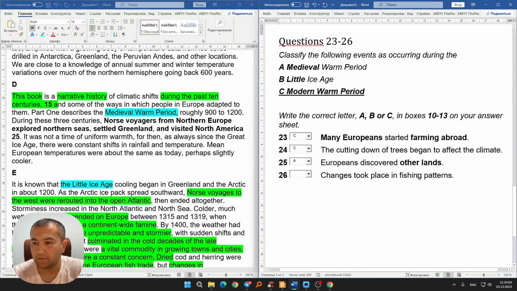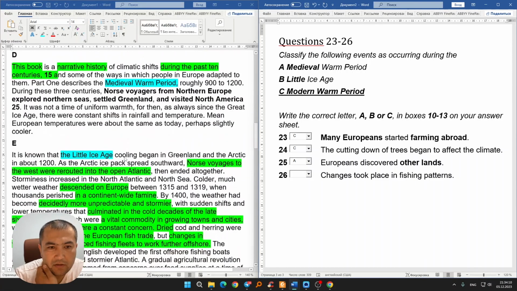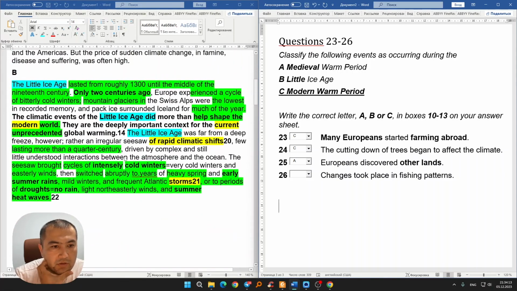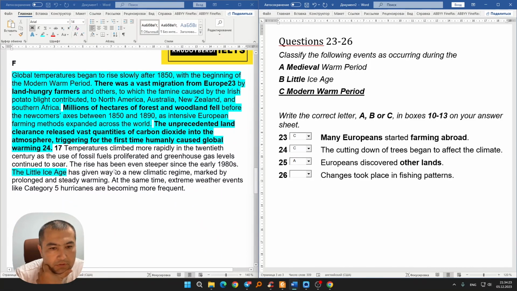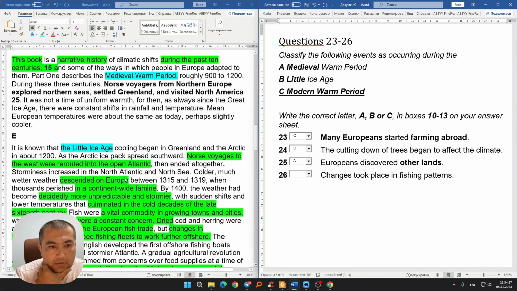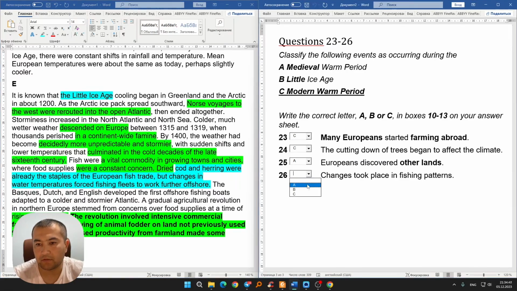And changes took place in fishing patterns. I think I saw fishing, right? Where was it? Do we have the word fishing here in the text? Okay, fishing. So we don't have fishing here. And fishing patterns, do we have it? Fishing, yes. Okay. And undoubtedly it's going to be the last one here. That's why. And let's write down 26 here.